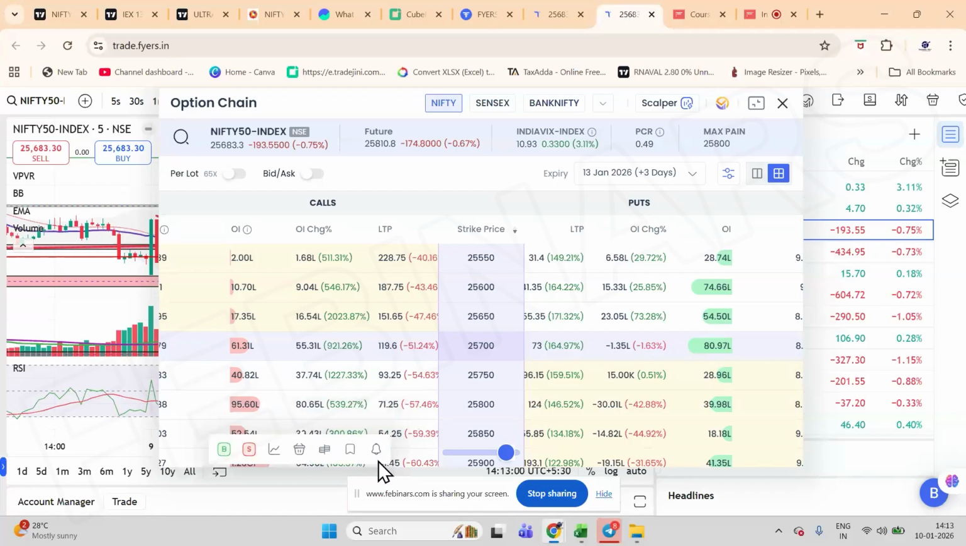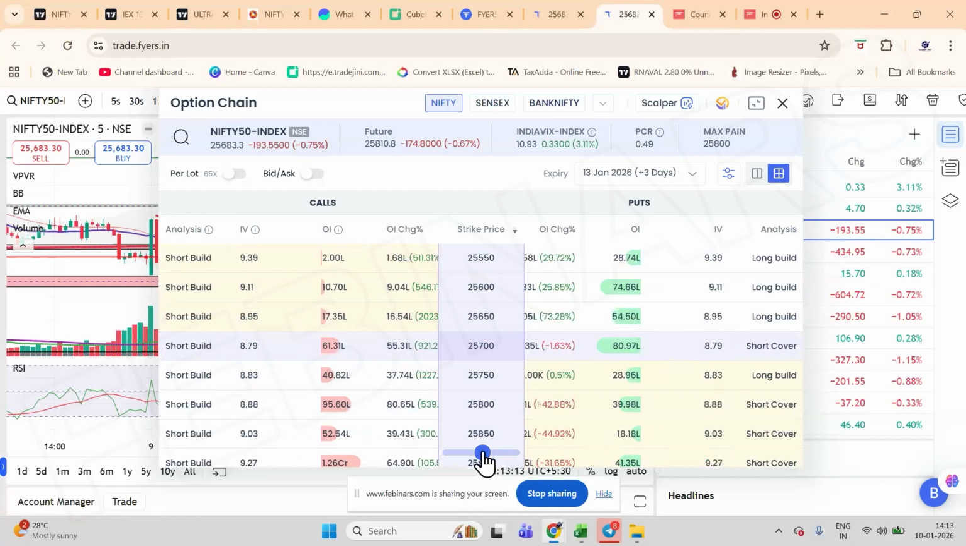Nearest 25,900, 25,800 and 25,700, sequentially call short build up is seen. See, there has been some short build up in 25,650 also. So aggressive shorts have been built up to 25,900. So 25,800 becomes a very big hurdle for Monday's trading session.